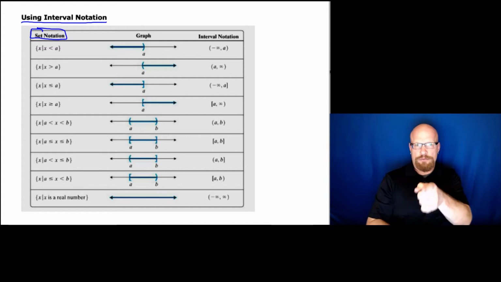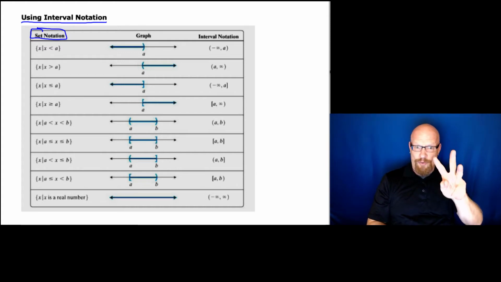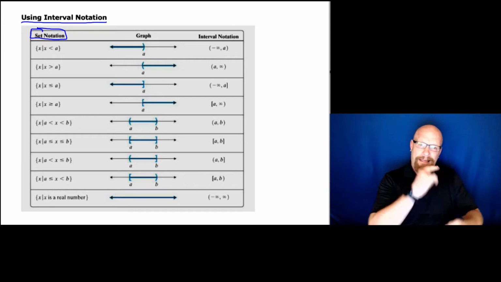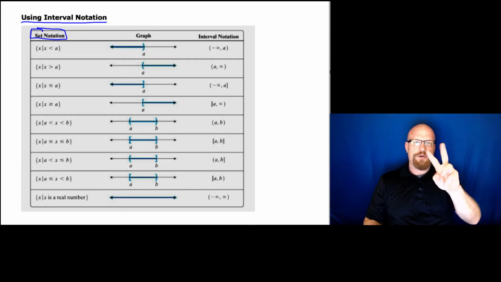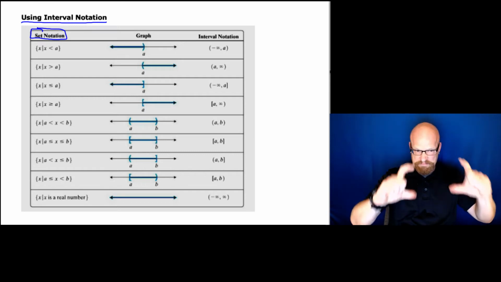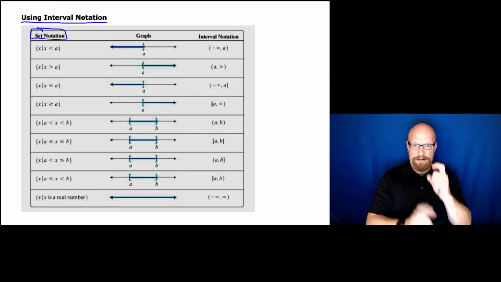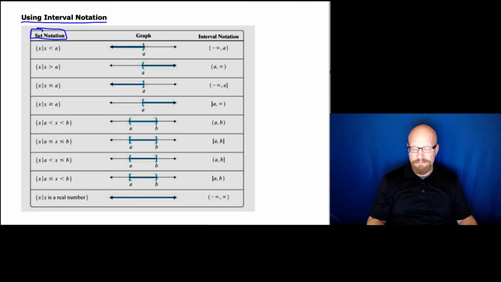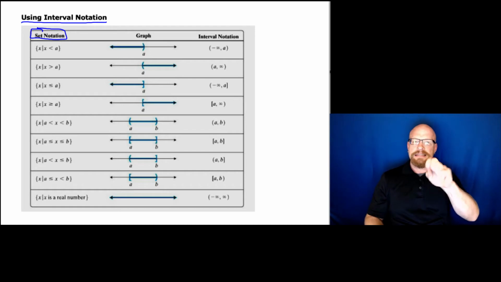Then we have the graph, the picture representation. We have the A, and we have an arrow pointing to the left. And lastly, we have the interval notation on the right. So it tells you where x lives between negative infinity and a. Set notation first.